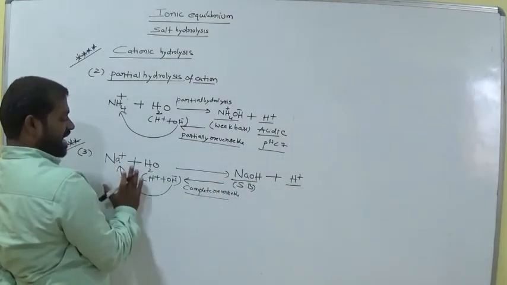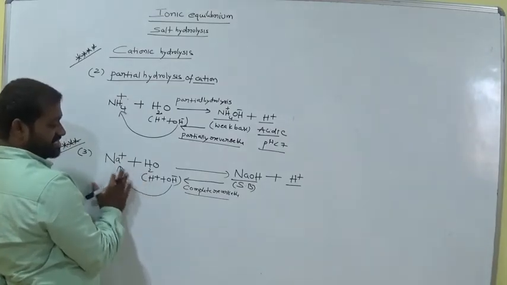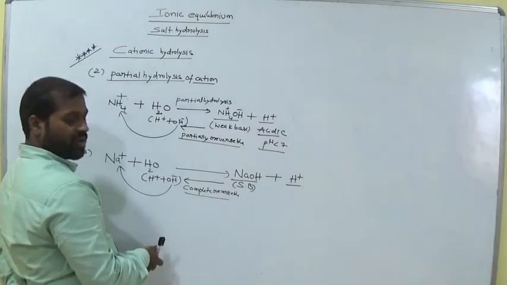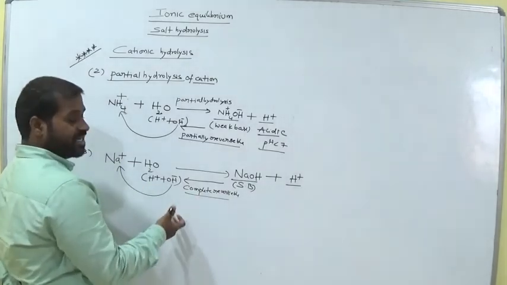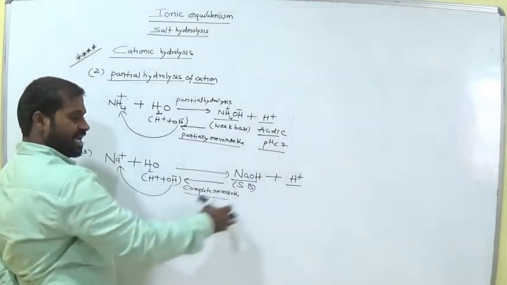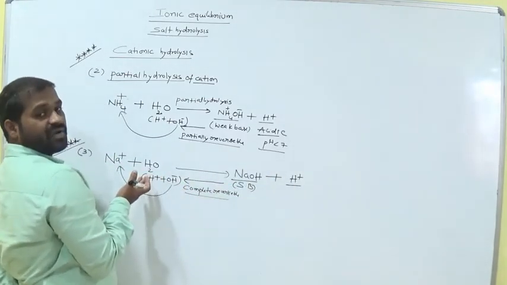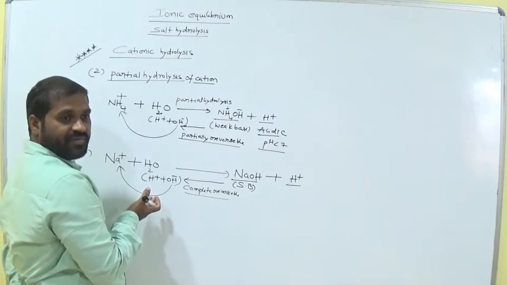Completely it produces reactants like this, Na plus and H2O. Okay. So there is no forward reaction again. No forward. That means no hydrolysis. Hydrolysis means it produces H plus. So again it is completely reversible, which means all the H plus is again converted to H2O. Is it clear, all of you?